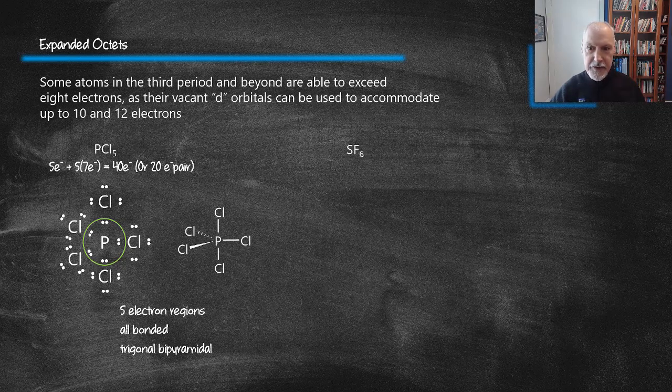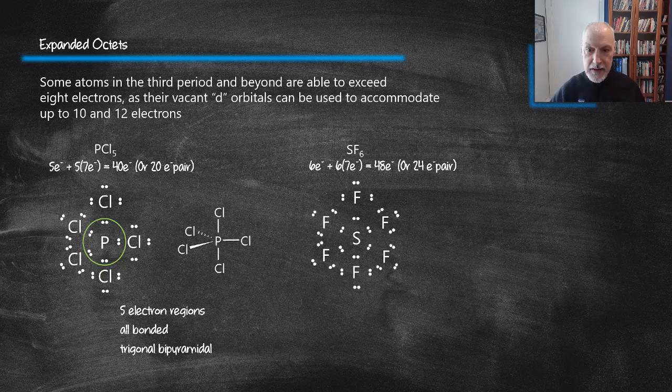Now let's consider sulfur hexafluoride. Again, determine the total number of electrons. In this case, 48 electrons, or 24 pairs. Start with sulfur in the middle and surround it by the fluorines. Then bond the fluorines to the sulfur and complete their octets. At this point, I've used up all 24 pairs.